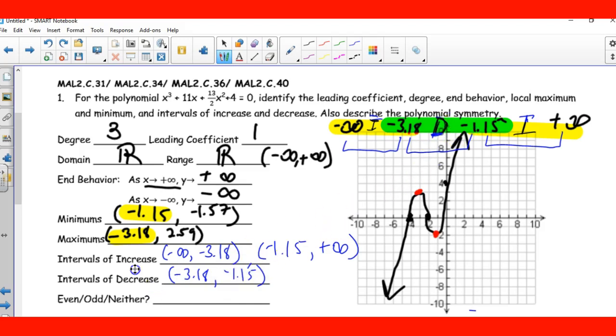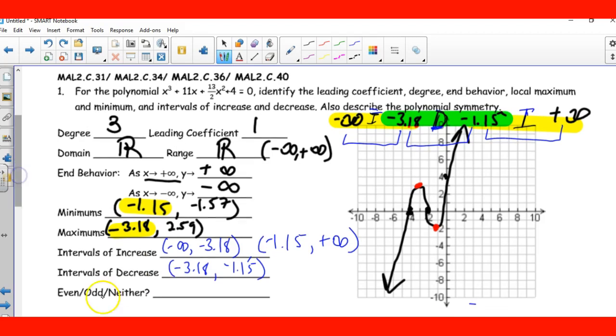Now, even, odd, or neither. Remember symmetry. Even symmetry is symmetric over the y-axis. It looks the exact same over the y-axis. Odd is symmetric about the origin. And neither. In this case, this is neither. If I rotate this 180 degrees, it will not be the same image. So this is neither.